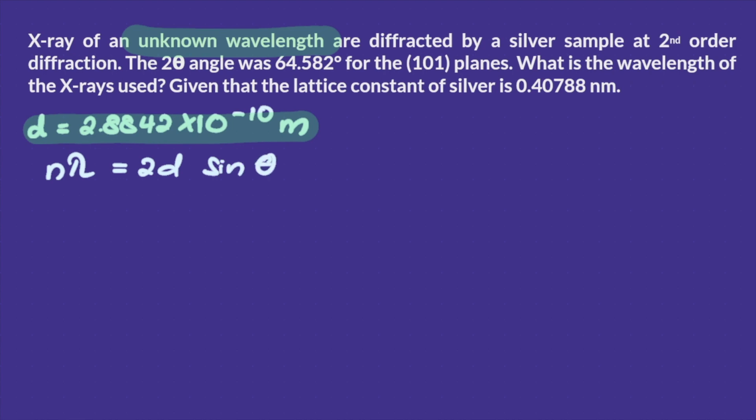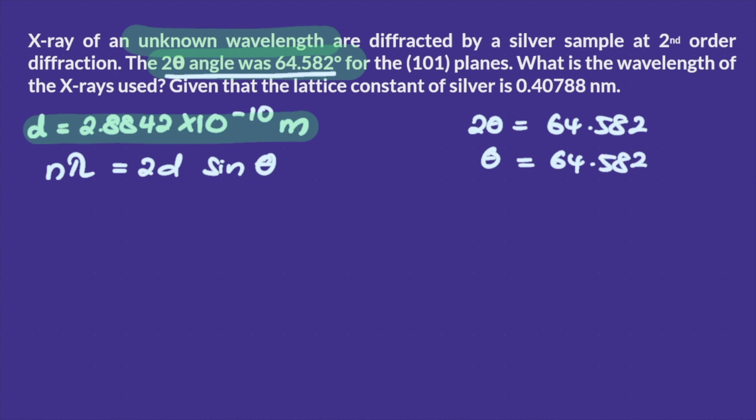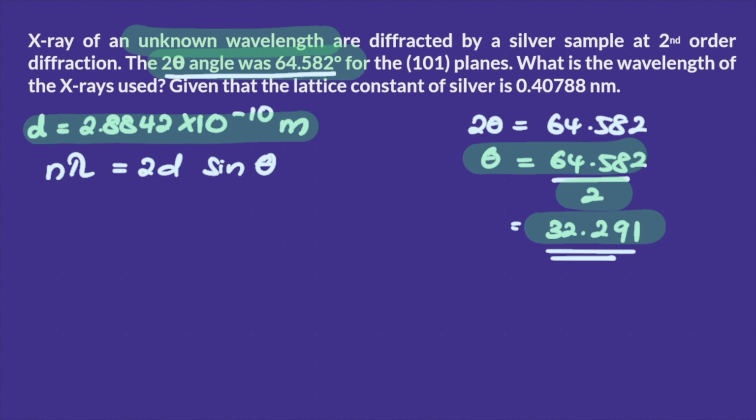So what is your theta? It's already given to you in the question. But remember, in the question, you were given the 2 theta. So your 2 theta is equivalent to 64.582 degree. Therefore, your theta is actually 64.582 divided by 2, so it should be 32.291. Don't forget to divide this by 2 because you will only need to use the value of theta, not 2 theta.